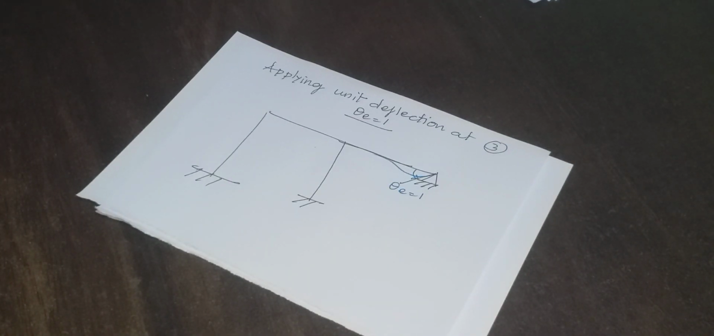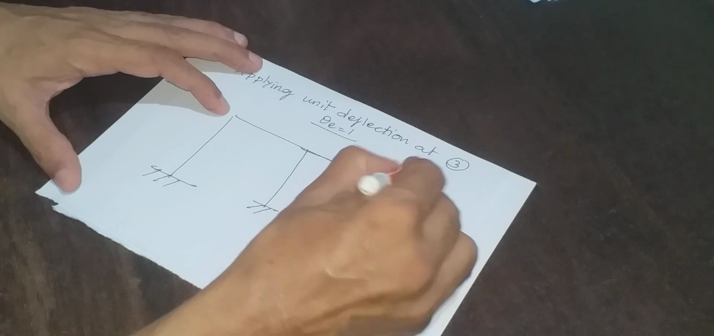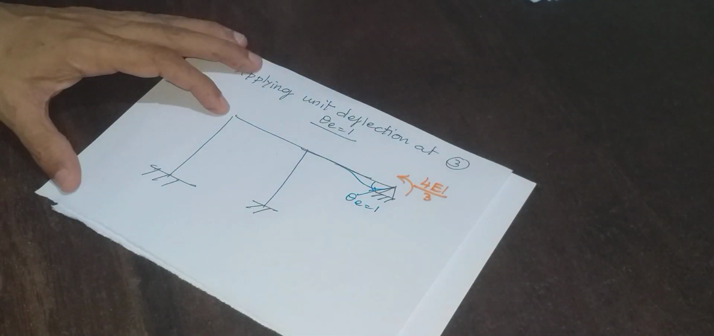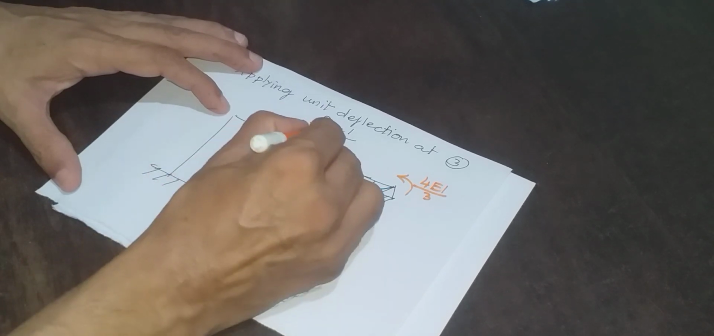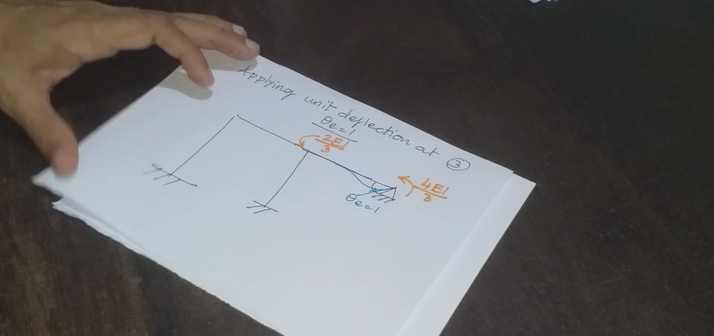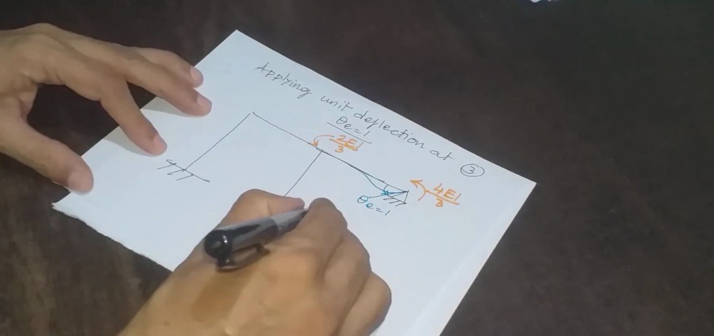Now what are the various forces that will be generated due to theta E is equal to 1? Since this is the deflection, at this end there will be 4 EI upon L, L is 3, and at this end it will be 2 EI upon L, that is 3, and no other force. There will be two more sets of reactions which we are going to ignore since there is no corresponding coordinate at our disposal.